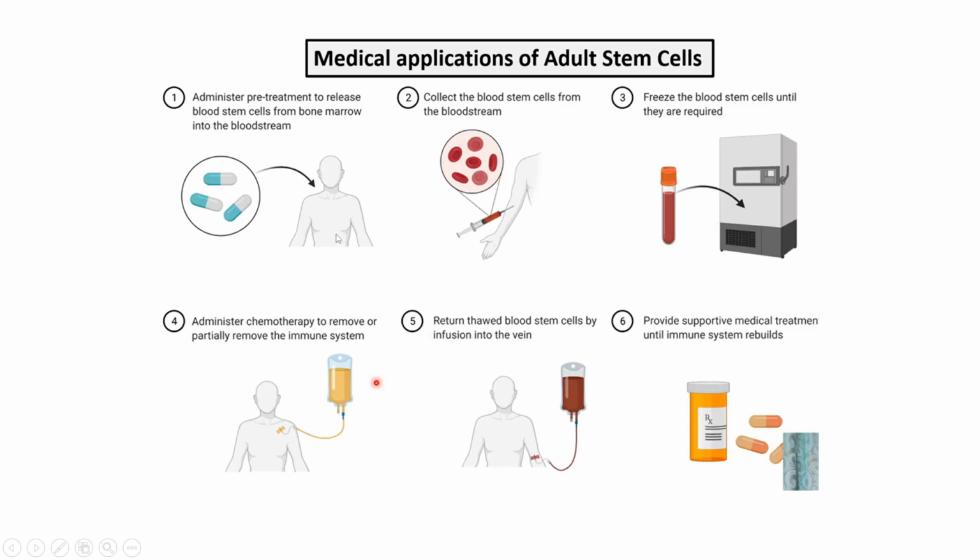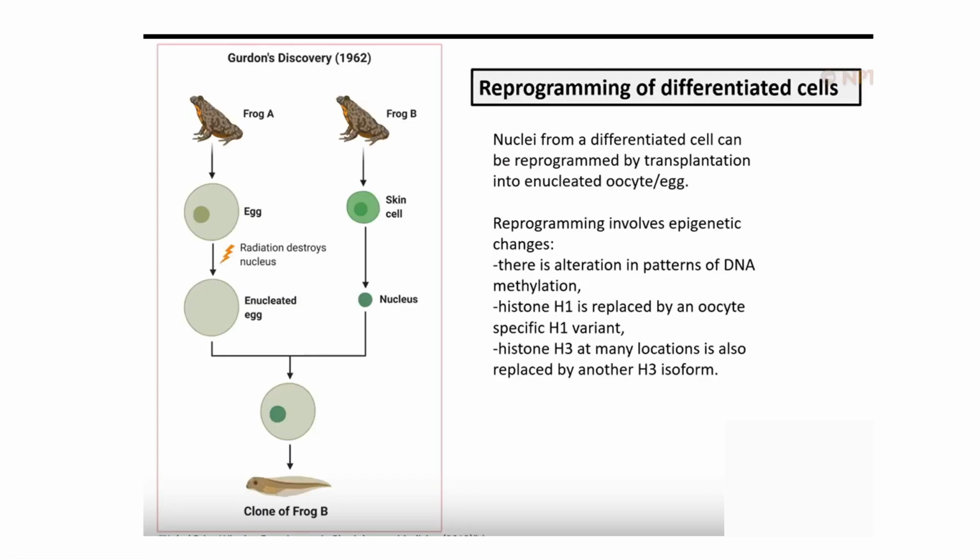So this is how the immune system is restored after chemotherapy treatment, by collecting the stem cells earlier and then injecting them again after the chemotherapy. Okay, so this is the application of the stem cell. Now we'll be talking about reprogramming of the differentiated cell.